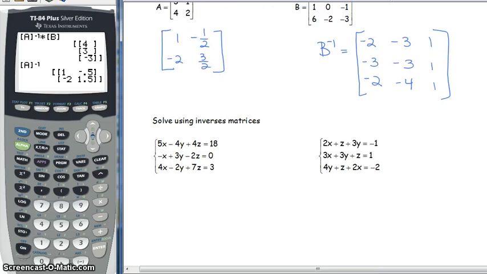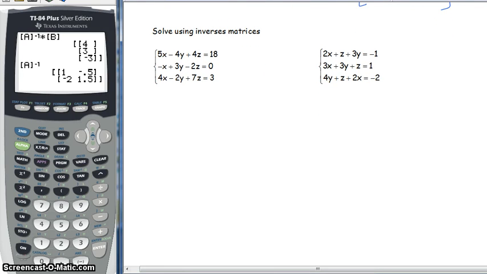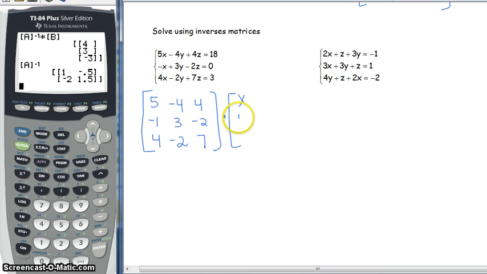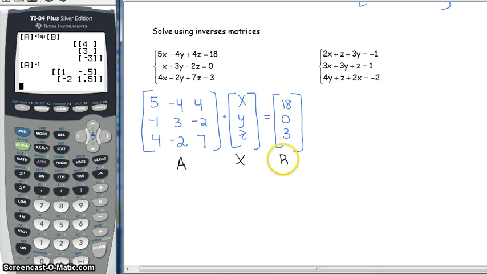Alright, we're going to go back to solving our inverse matrices. First thing we want to do is make sure, again, our x's are lined up, our y's are lined up, and our z's are lined up. The first piece is entering in the coefficients of the x, y's, and z's. You multiply that by the unknown variables x, y, z, and you set that equal to the solution set of 18, 0, 3. And remember, this is equal to your A, this is your X, and this is your B.